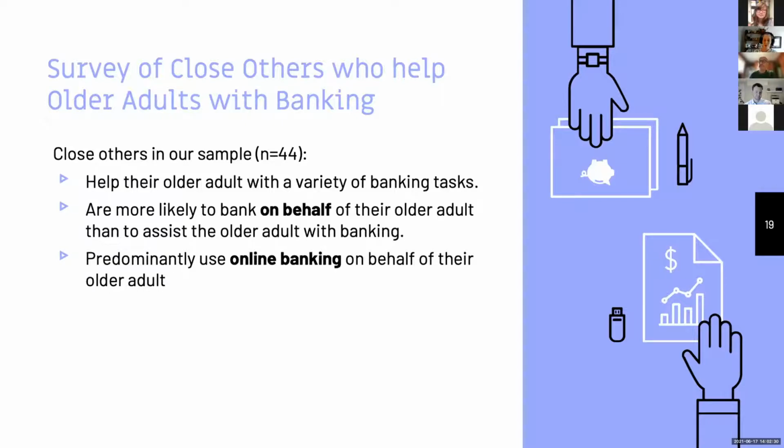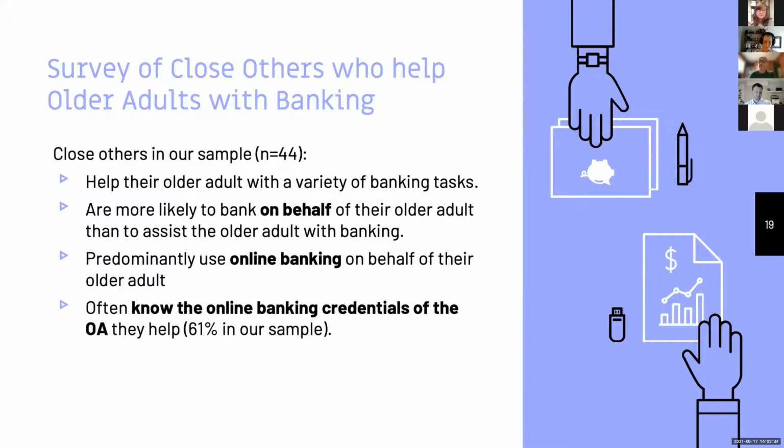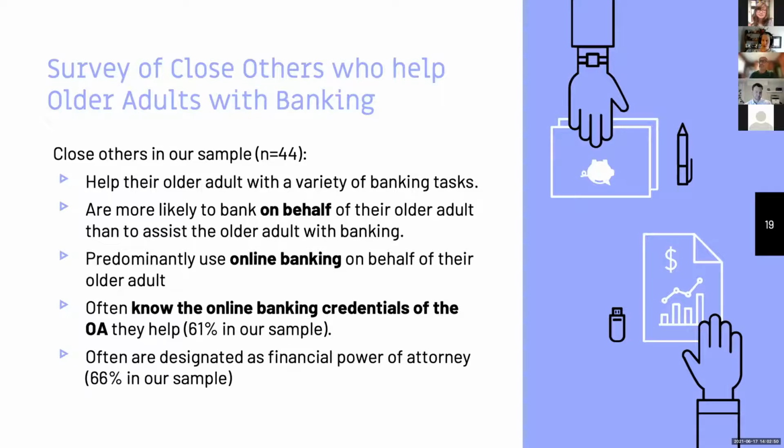And predominantly the modality for providing that support was online banking. So what we found was that many of the people who responded to the survey knew the online banking credentials of the older adult they helped. So they knew the older adult's banking password and username. And a number of them were designated as financial power of attorney. So that's probably fine in that case for them to have that level.